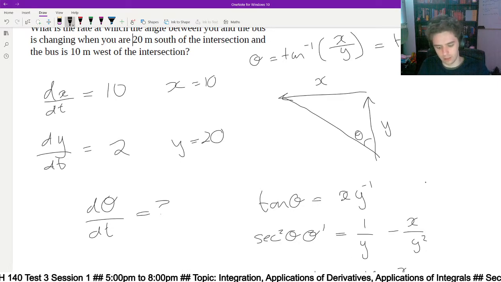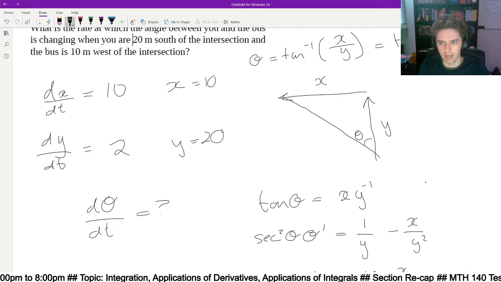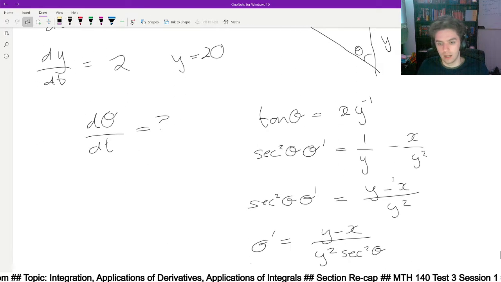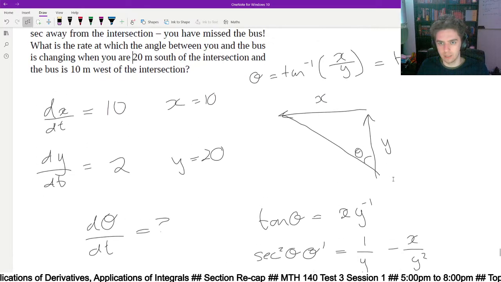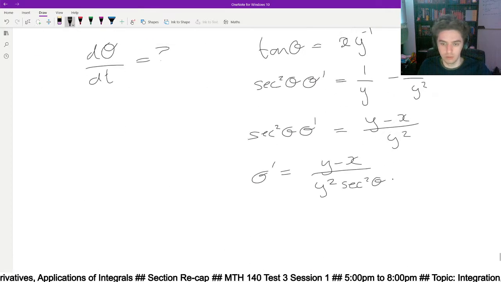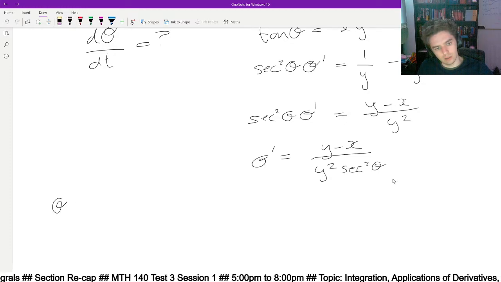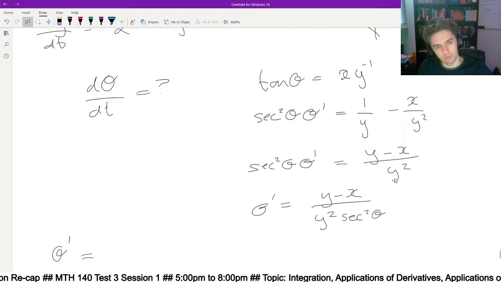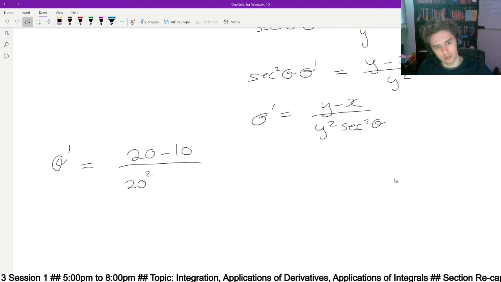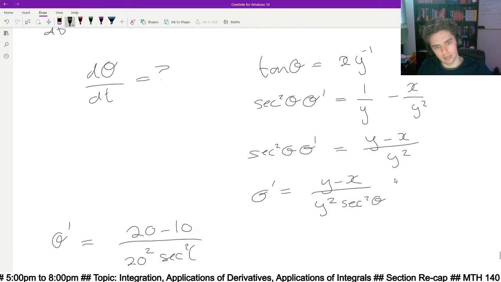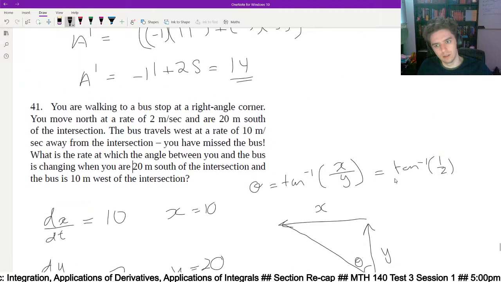Okay, well, oh, am I in the wrong mode? No. I guess I'll just leave it as tan inverse. Theta equals tan inverse of a half. Sure. So if I plug all those numbers in, I'll say theta prime equals 20 minus 10 over 20 squared, over secant squared, and theta is tan inverse of 1/2.